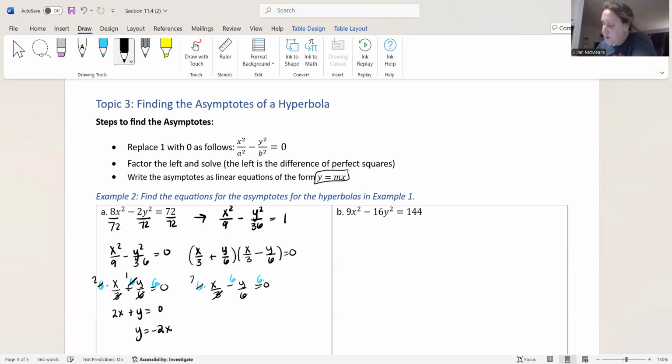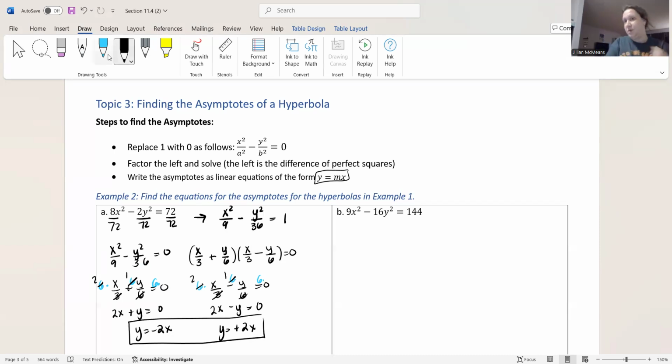First term, the 3 goes into the 6 twice, leaving me with 2x. Second term, the 6 goes into the 6 once, leaving me with minus y. And then we get 6 times 0 equals 0. Well, I want to solve for y, so in this case, I would just add y to both sides, and I get y equals positive 2x. So those would be the equations of the asymptotes that we had in that previous example, part A.